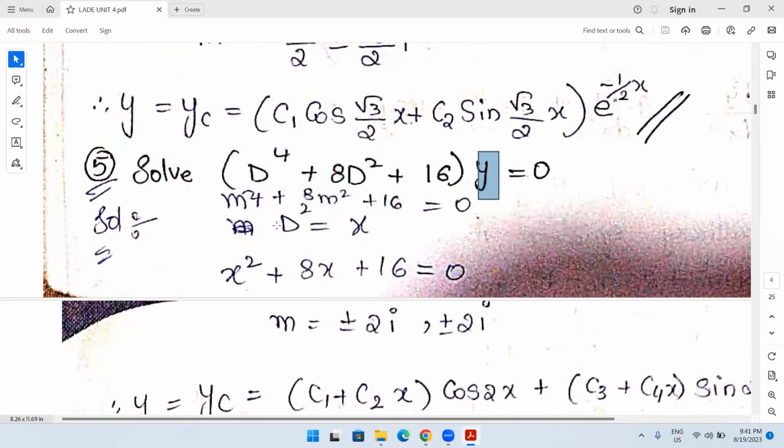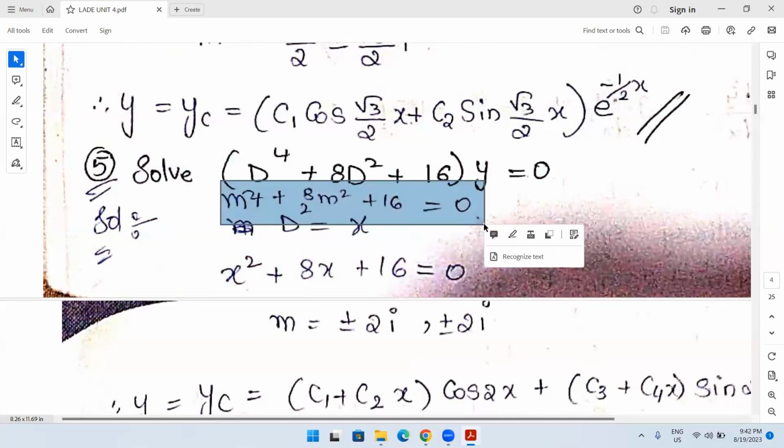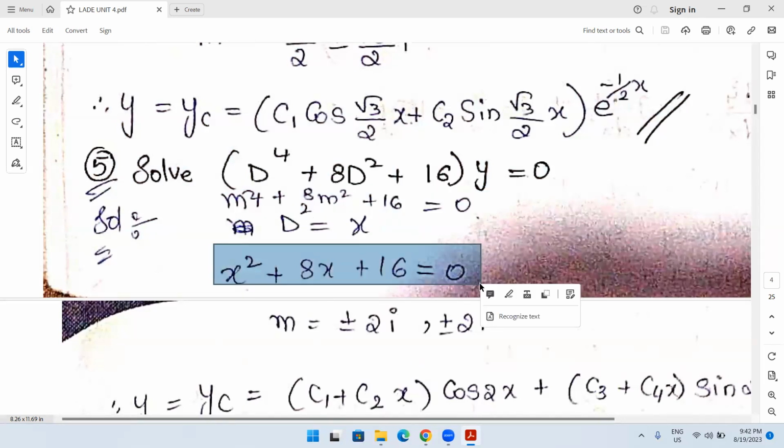And next, here m power 4. If we get only even powers, 4 and 2, we can simply substitute m square is equal to x. M square is nothing but x, so we get x square plus 8x plus 16. So the polynomial of degree 4 is reduced to a quadratic equation, and we can find the roots very easily.